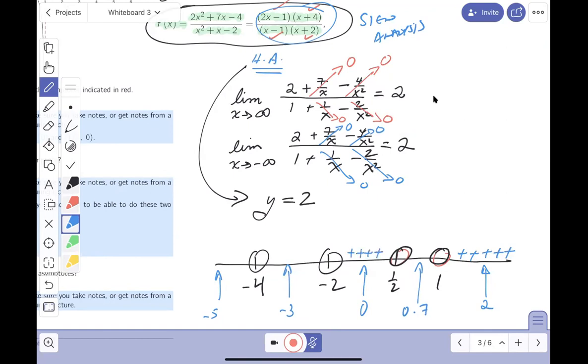All right. Let's try -5. What do you get on top? A negative times a negative, which is a positive. What do you get on bottom? A negative times a negative, which is a positive. Everything's positive. Let's try -3.